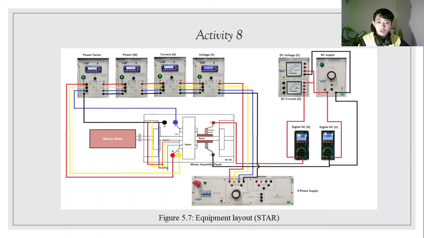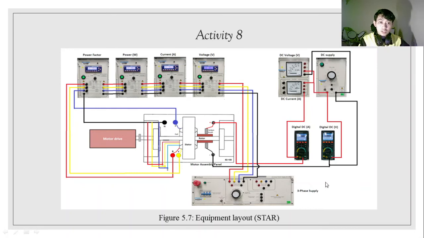Now we proceed with activity 8. So this is figure 5.7, which is the equipment arrangement layout for the star connection. So in the middle, we can see there is the motor assembly panel, which consists of carbon brush, rotor, stator, coil, and also the motor drive. So the components that need to be used in order to complete this experiment start with supply. We have two types of supply, one is DC supply and another one is the three-phase supply.